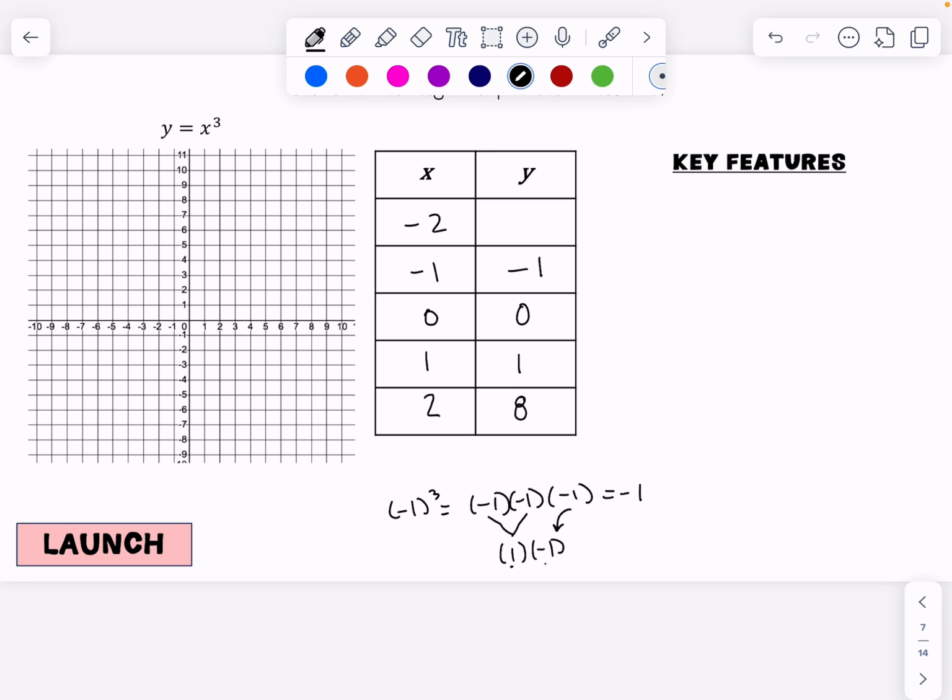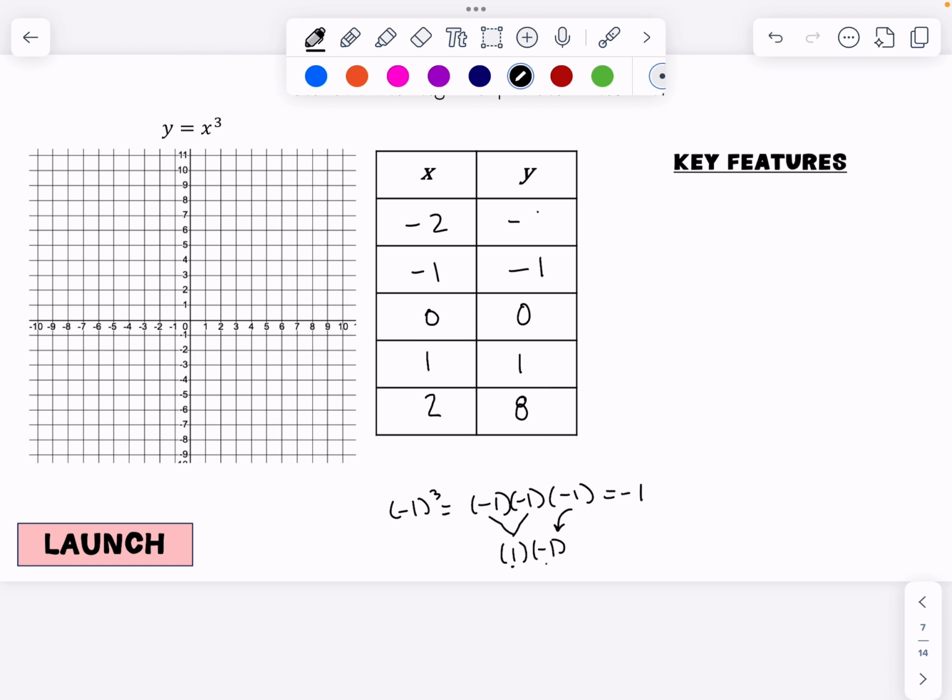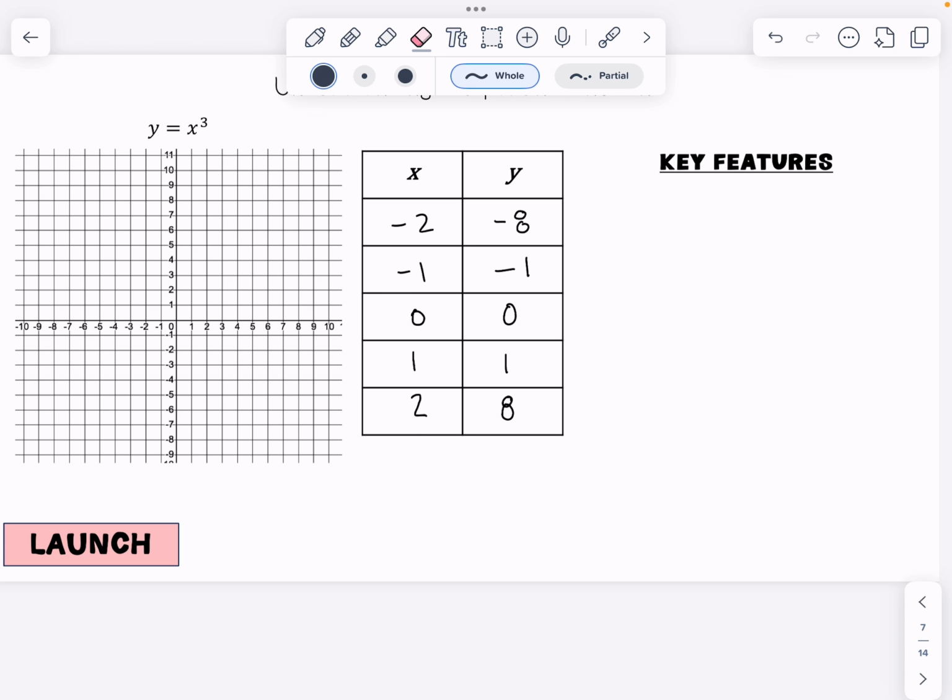I can do the same thing to show you that it works for -2. -2 cubed is going to give me -8. So immediately, just looking at this, I see some differences from the quadratic. I see that it was 2, 4 with the quadratic. This number got a lot larger, a lot quicker. I also noticed that I have numbers in the negative range.